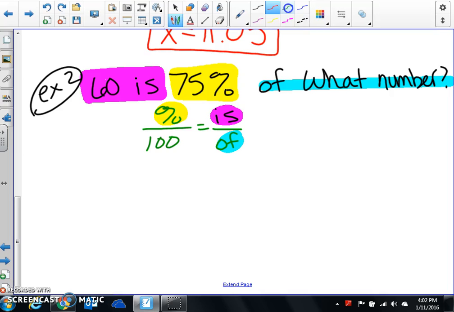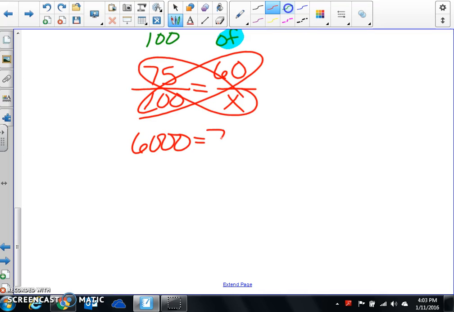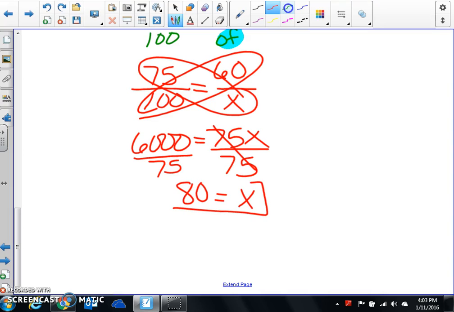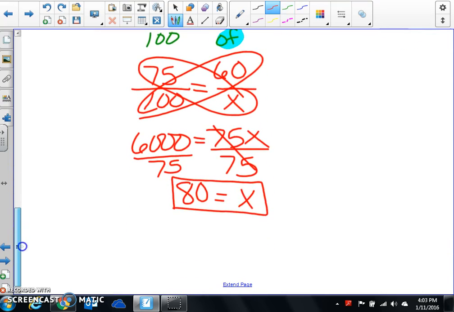So I plug in my information. Percent was 75 over 100. Is was 60. And then of, I don't know, so I place my variable. Now I cross multiply. 100 times 60 is 6,000. 75 times x is 75x. Then I divide both sides by 75. X equals 80. And then once again, they were just asking me what number of what number, so it's just 80.